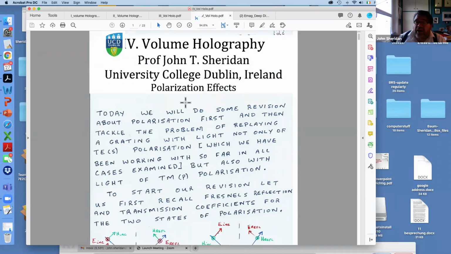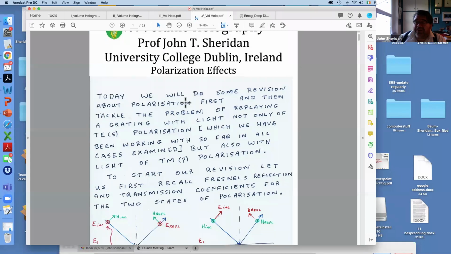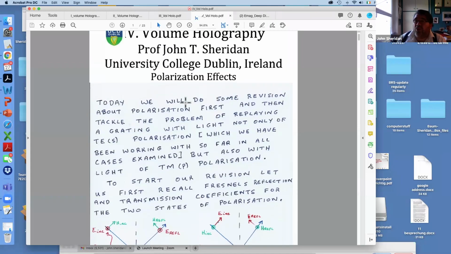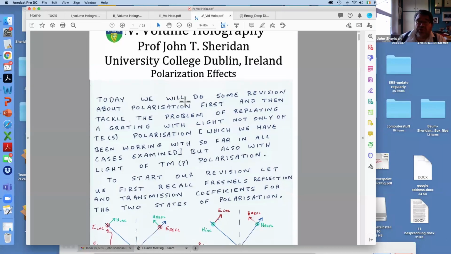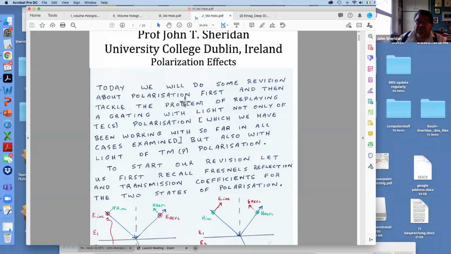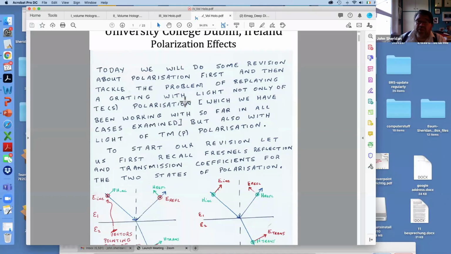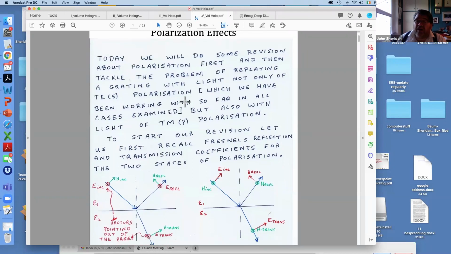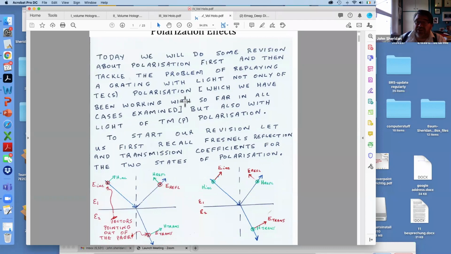Again, I always like to start out by revising the physical nature of things, and this is what I'm going to start with today. I'm going to talk a little bit about polarization, and then we'll have a little time for discussion at the end. So we do some revision about polarization first, and then tackle the problem of replaying a grating with light not only of TE polarization, where the E field is parallel to the surface and parallel to the fringes.